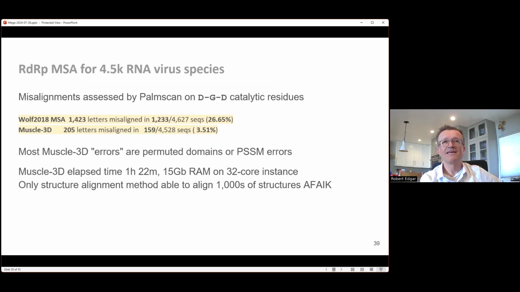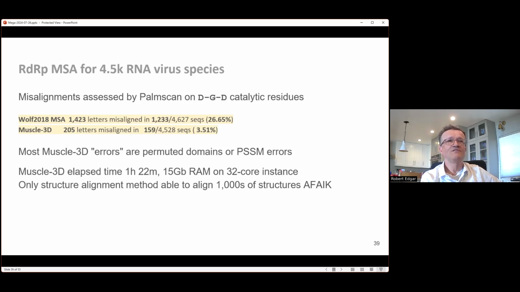And here is an anecdotal example that we're all probably very familiar with, and this is that alignment of all virus species. Here we have a special case where we can assess misalignment even over very large distances because we can find the catalytic residues. And when we do that, if we look at the classic Wolf 2018 MSA, we find that more than a quarter of the sequences have misaligned catalytic residues according to the PSSMs. If we build the alignment using Muscle-3D, this is reduced to 3%.